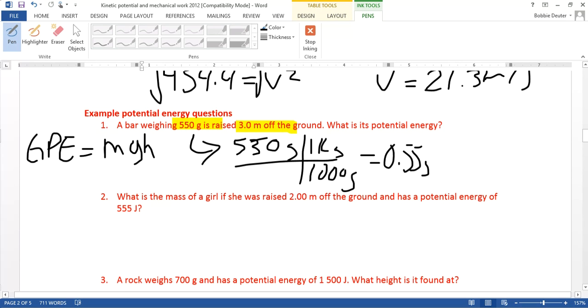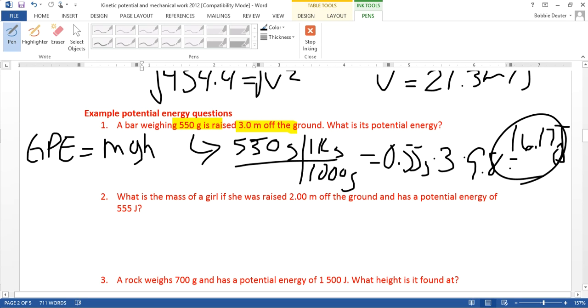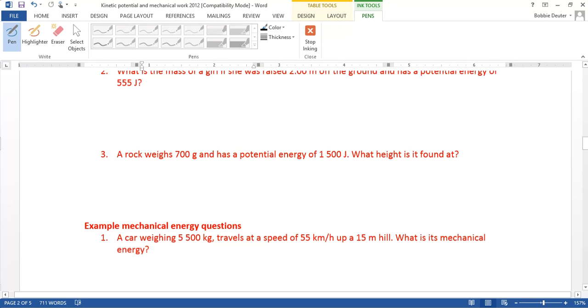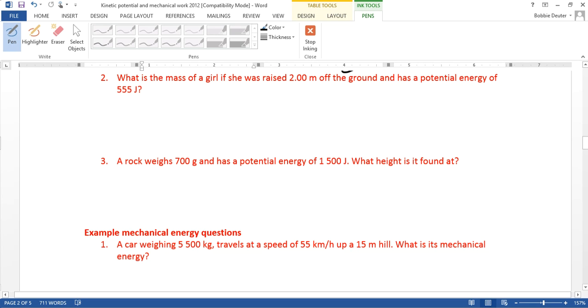Now we can take that times our height. Meters is the correct distance, so we're good on that one. And 9.8, because that's gravity. And we get 16.17 joules. Okay, so now go ahead and pause the video and answer the other 2 questions on potential energy. Remember to convert to kilograms.